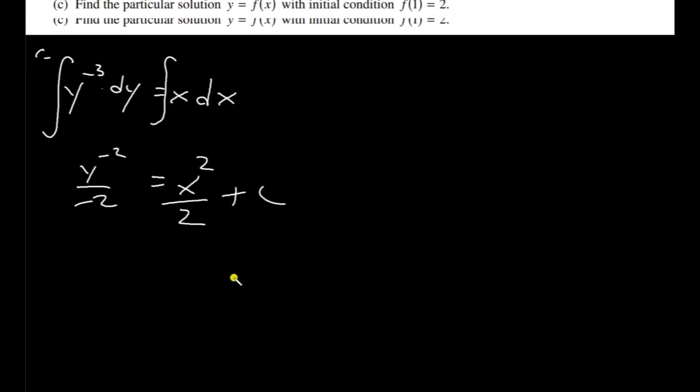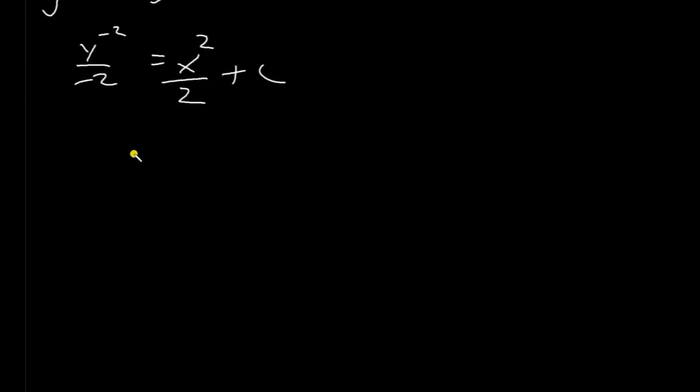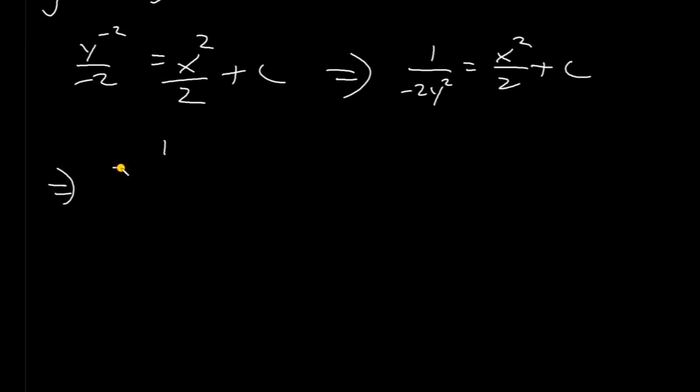Now we'll just rewrite this to make it a little bit nicer looking. We'll get 1 over negative 2y squared equals x squared over 2 plus c. And now we have to solve this for y. What I'll do is bring my y squared up, and bring this entire thing down. So that'll give me 1 over negative 2 times x squared over 2 plus c equals y squared.